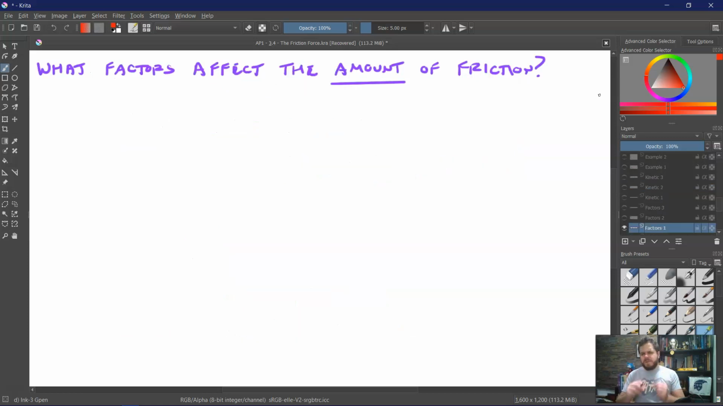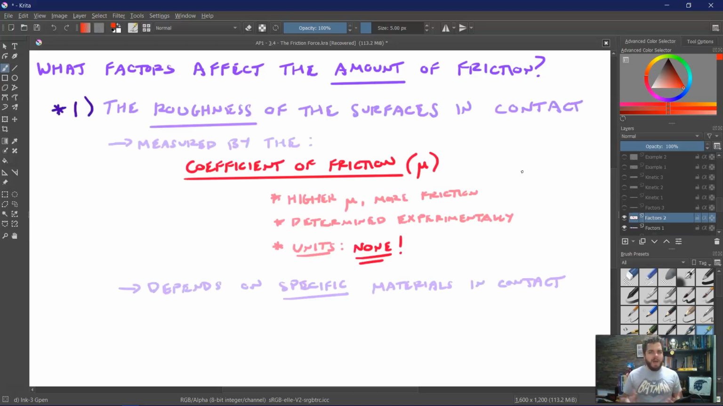So what are the specific factors that affect the amount of friction in a given situation? Well, the first one is going to seem a little bit obvious. Ultimately, it comes down to how rough are the surfaces that are in contact with each other. Now, keep in mind that is surfaces, not surface.